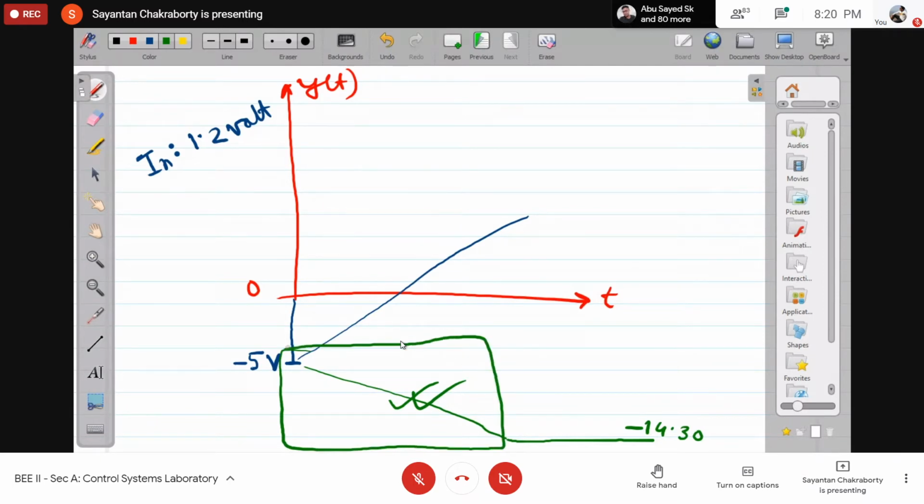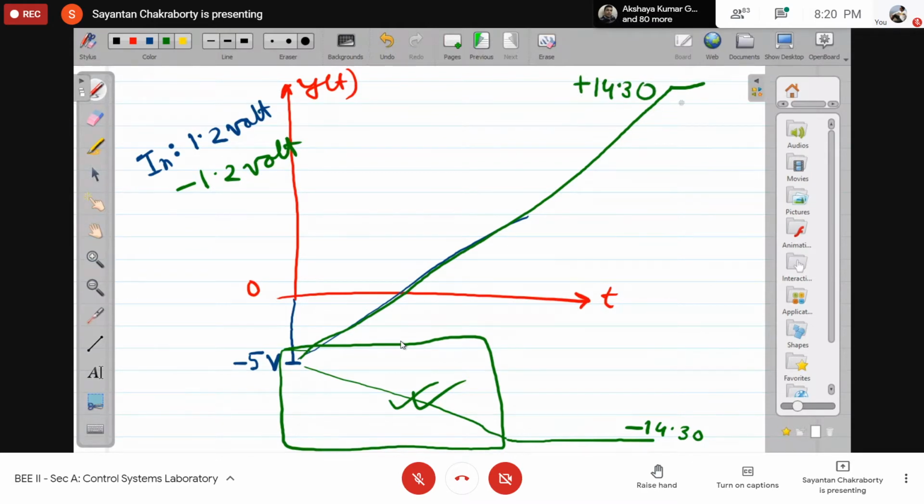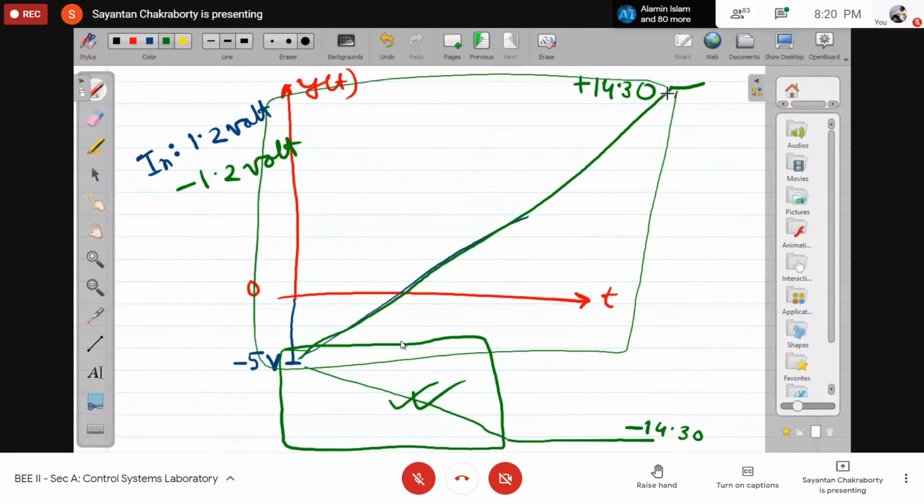Right? So this is not a very favorable situation because we only get integration up to this period. If you want to increase the integration period, what do you have to do? You have to make the input -1.2 volt. Then it will start going in this direction and continue until, say, 14.3 in the positive direction. So the duration of integration will be much longer. Understood?